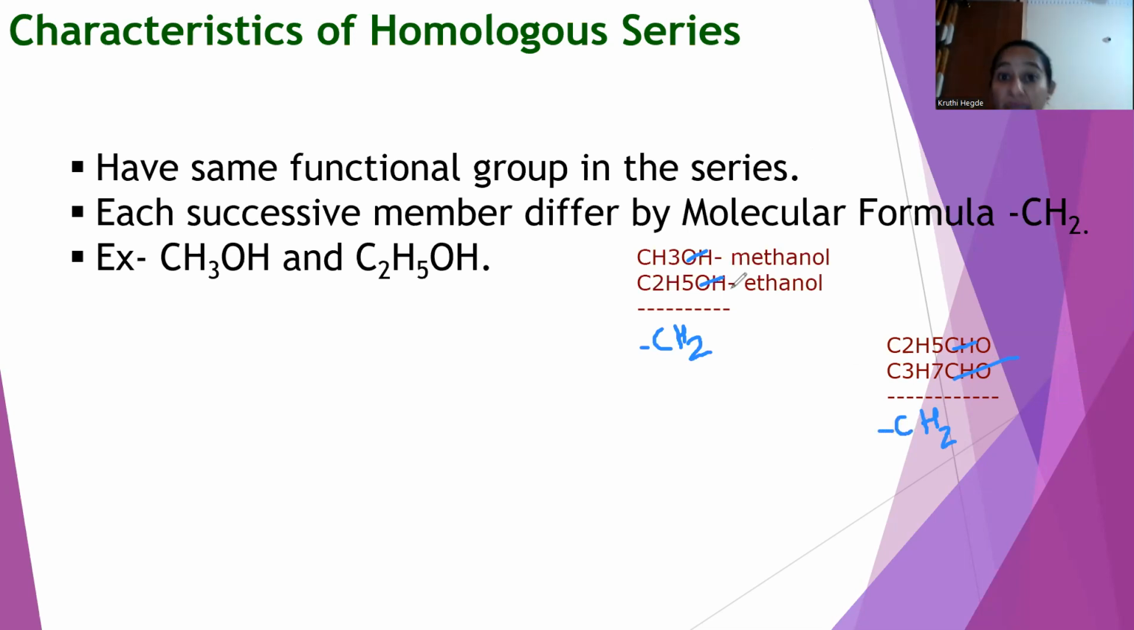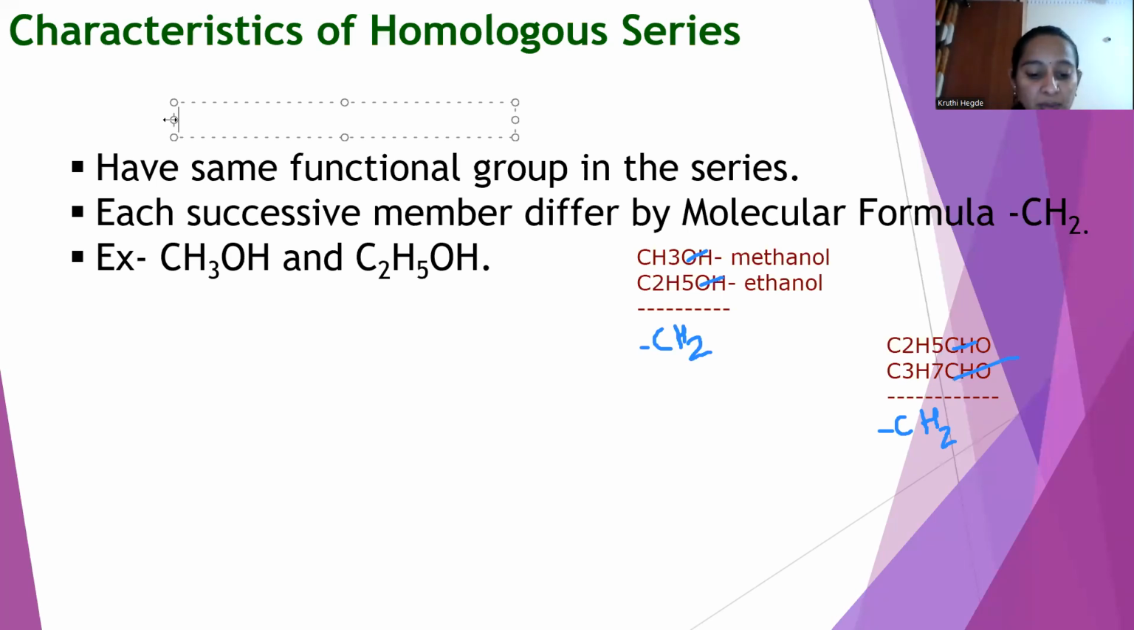So in a homologous series, between the first member and second member, the difference will be CH2. Between the second member and third member, the difference is also CH2. Between the third member and fourth member, the difference would also be CH2. So let me write one homologous series, we can cross verify it.